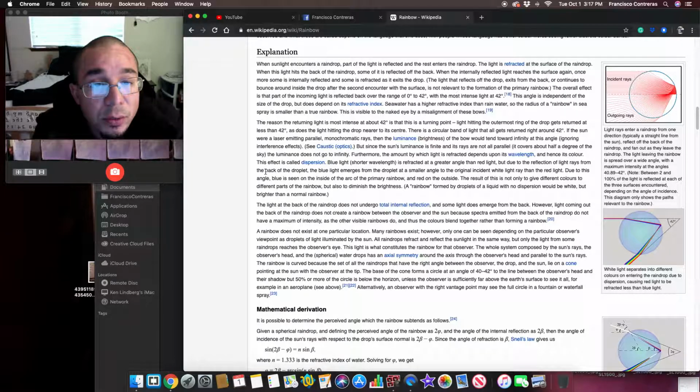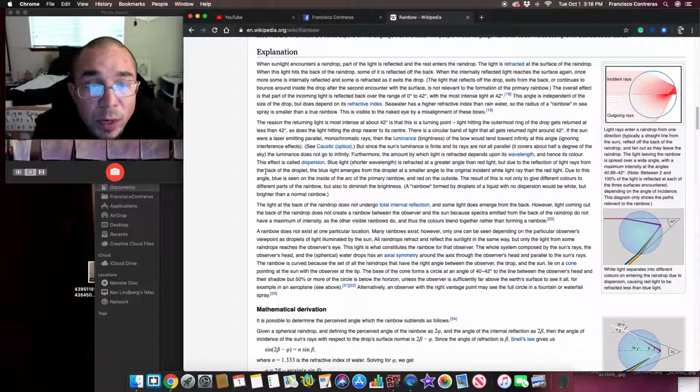There is a circular band of light that all gets returned right around 42°. If the sun was a laser emitting parallel monochromatic rays, then the luminance (brightness) of the bow would tend toward infinity at this angle, ignoring interference effects. See caustic optics. But since the sun's luminance is finite and its rays are not all parallel, it covers about half a degree of the sky. The luminance does not go to infinity.